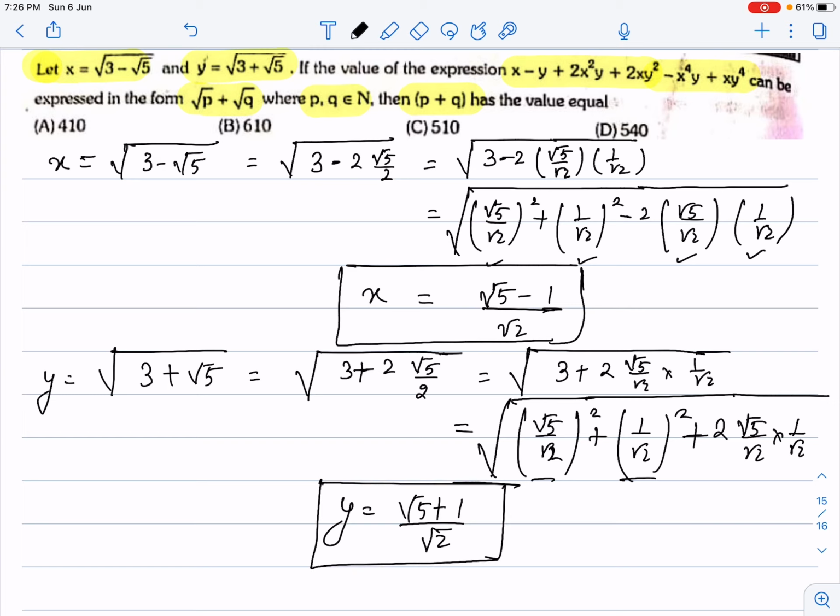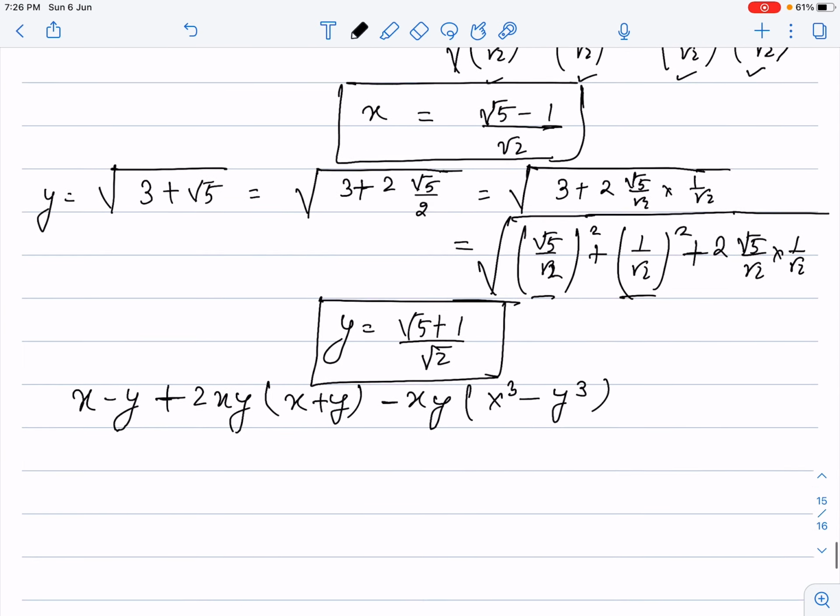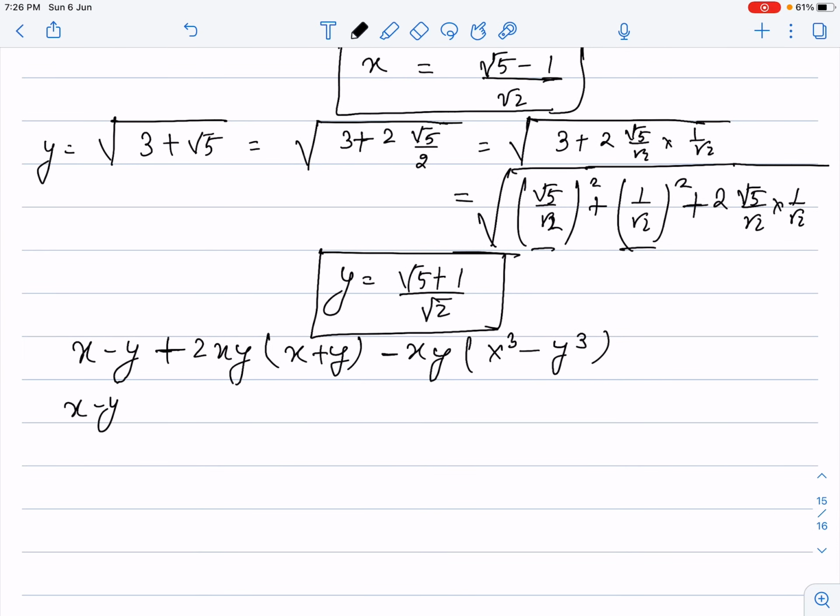Now let's simplify the expression to get the final result. We have the expression x minus y plus 2xy; it can be taken common, so what will remain? x plus y will remain. And then later on I can take xy as common over here. So what will remain? Minus xy I took, so minus xy taken common, x cube minus y cube will remain. Now let's proceed further and see what can be done. x minus y is written over here, plus 2xy is written over here, then x plus y is written over here, and we have minus xy over here.